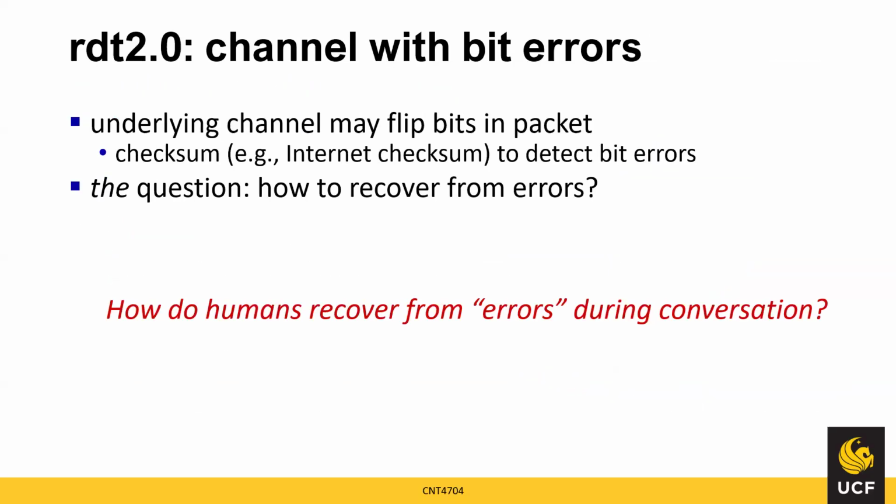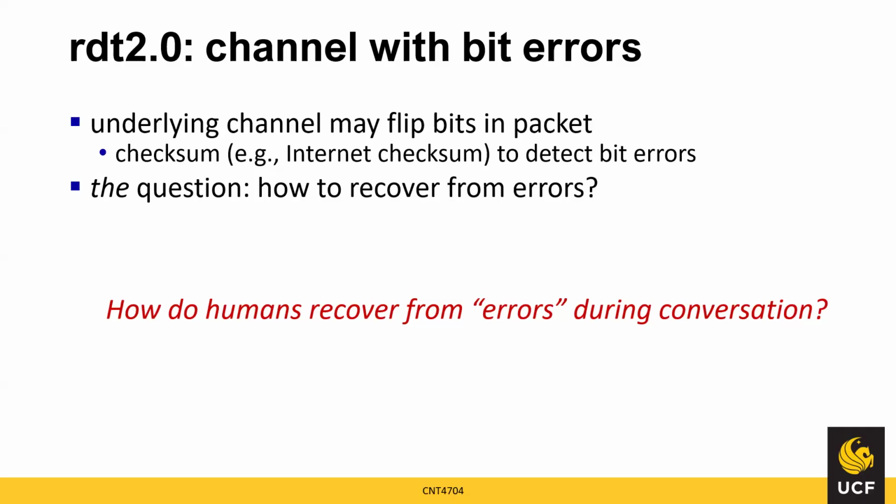RDT 2.0 is the channel with bit errors. Up to now, we assumed that we only have a perfect channel. We are building our goal based on the assumption of a perfect channel, but that is not realistic. In reality, we have a channel that can have bit flips in transmission due to flaws in the transmission links that we're sending the packet or the data over. That is a problem that we could have. So the key question is, how do we recover from the errors themselves?